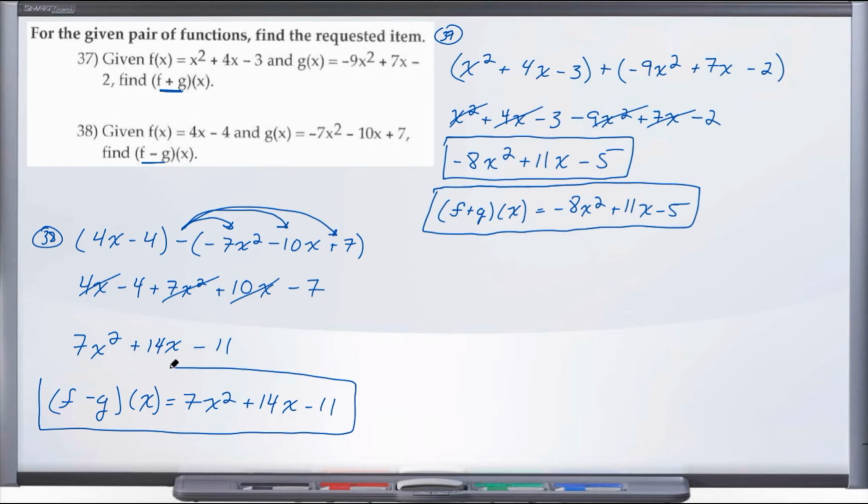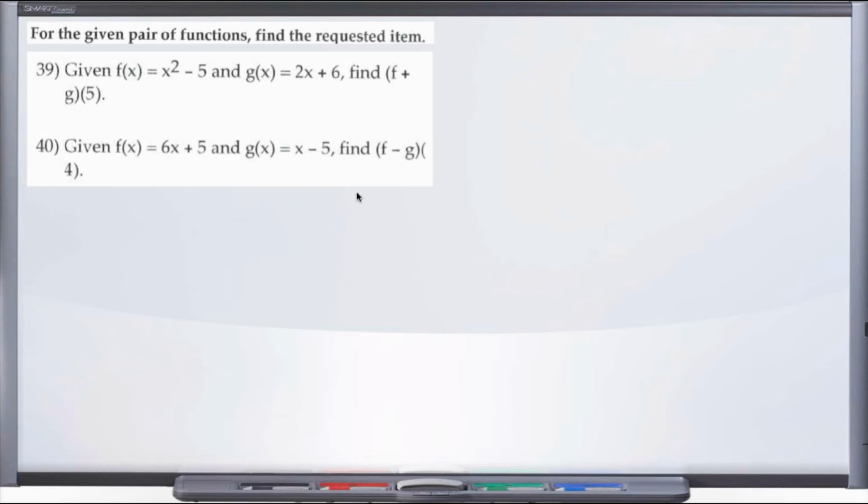All right, so that's not too bad. All we're doing is just combining, adding or subtracting various functions from one another. So nothing too difficult. Let's go ahead and take a look at 39 and 40.